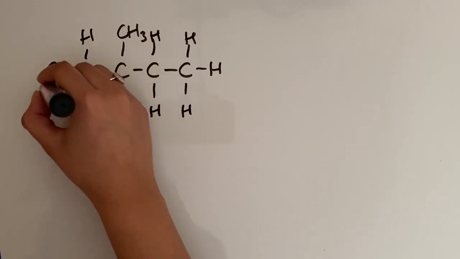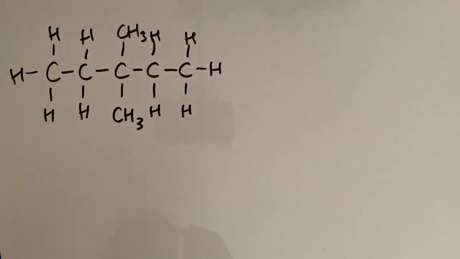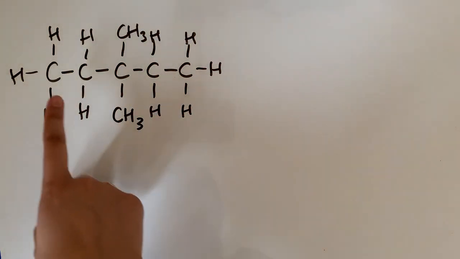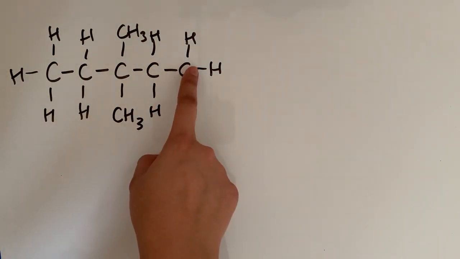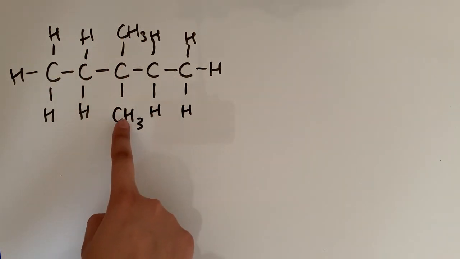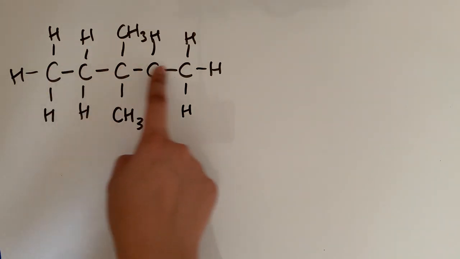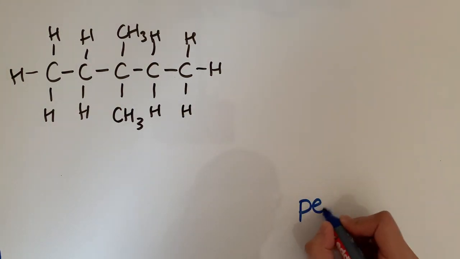So again, we follow the same rule. The first thing we always do is identify the longest carbon chain. In this case, the longest carbon chain, hopefully you can see, is from here right to the end over here. If we go up this way, that's only 4. If we go down this way, that's only 4. So going across here, that's 5 carbons. 5 carbons in the longest chain is called pentane. So the name at the end is going to end in pentane.